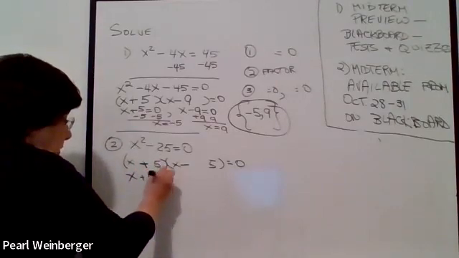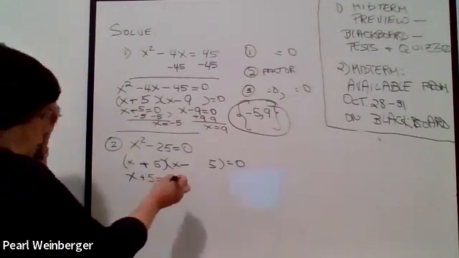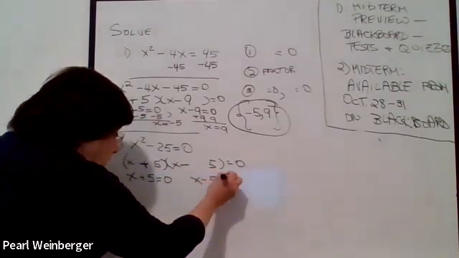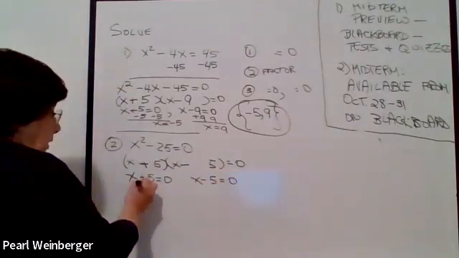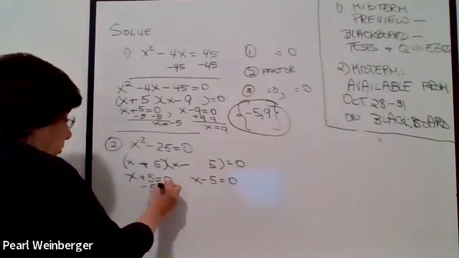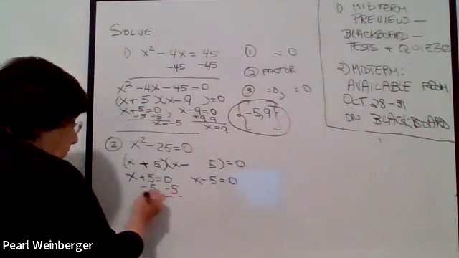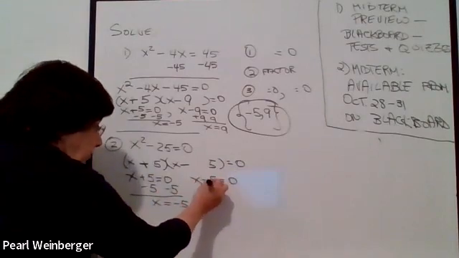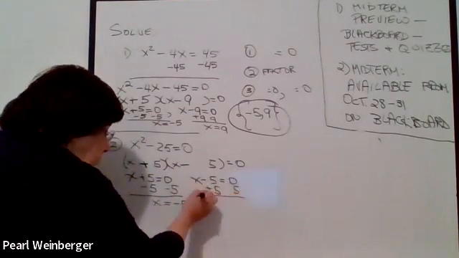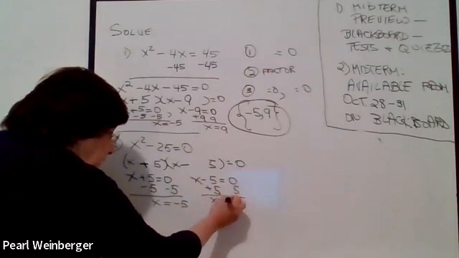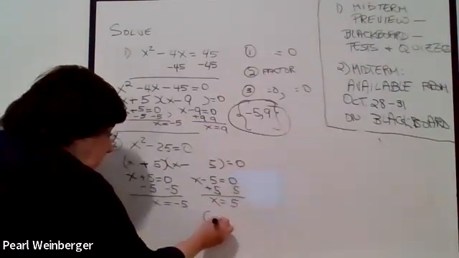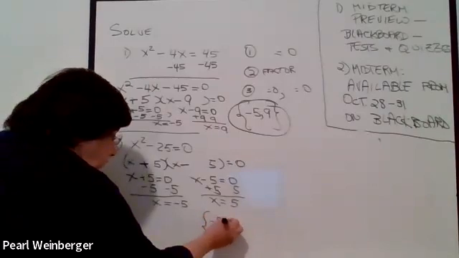And again, after we finish factoring, we take each of the parentheses separately and set them equal to 0. So I get x plus 5 equal to 0 and x minus 5 equal to 0. And bringing the 5 over to the side, this gives me x equals negative 5. And here I'm going to do plus 5. So this gives me x equals positive 5. So my two answers are negative 5 and 5.